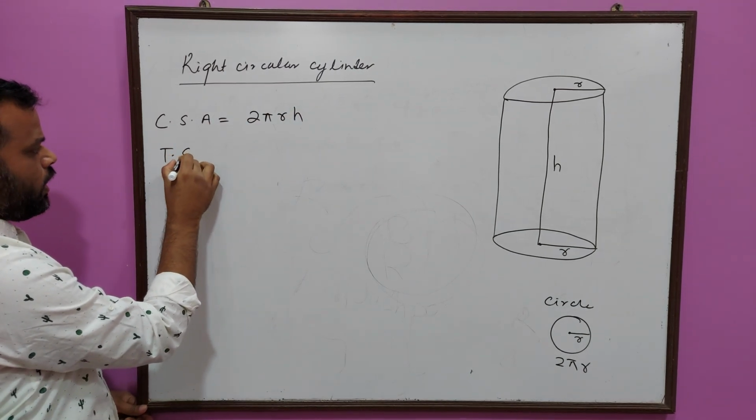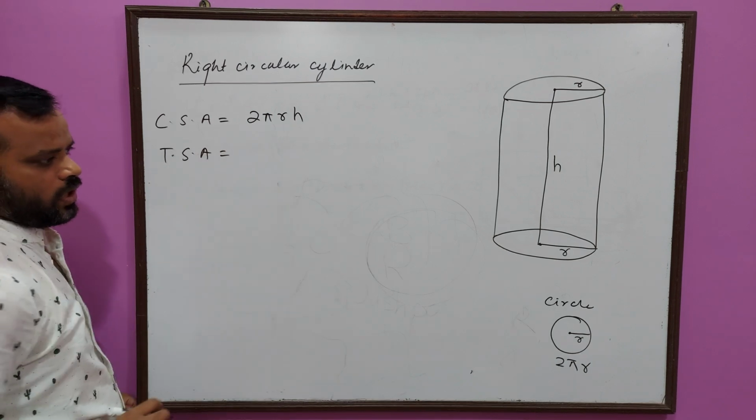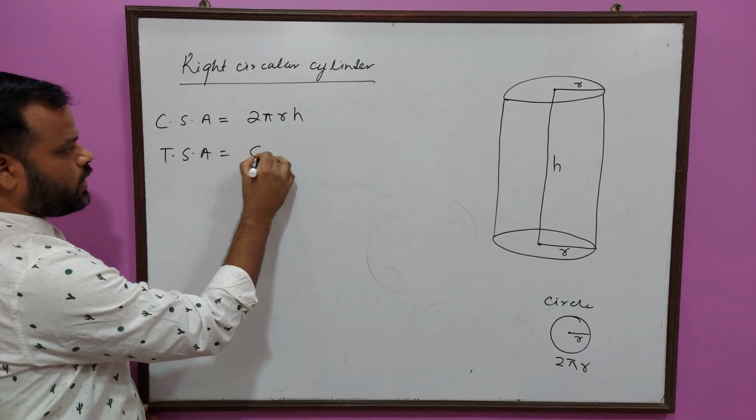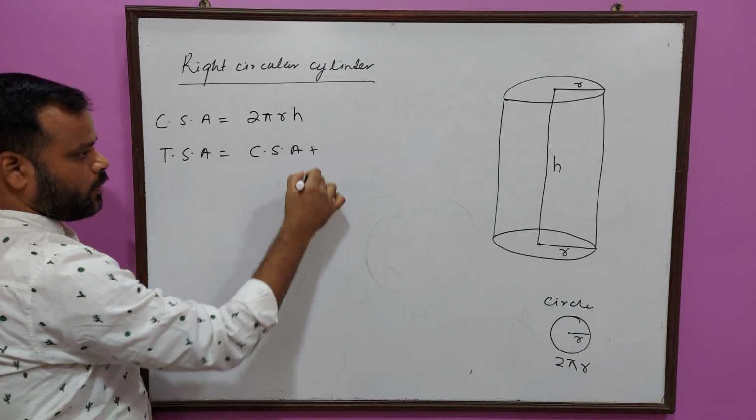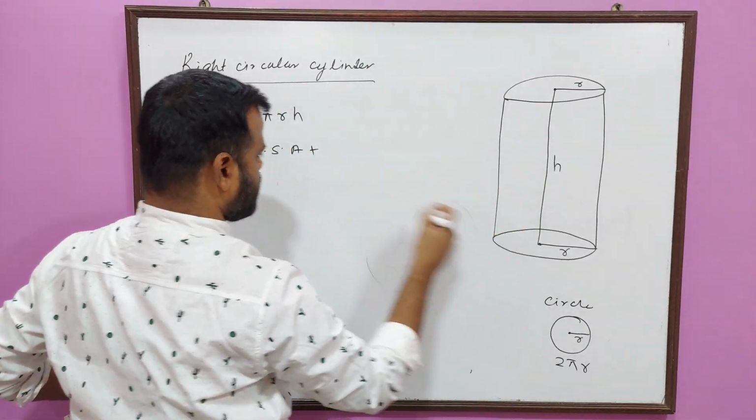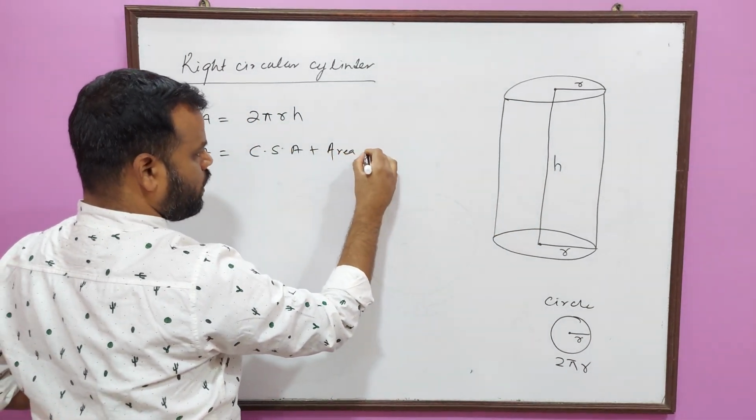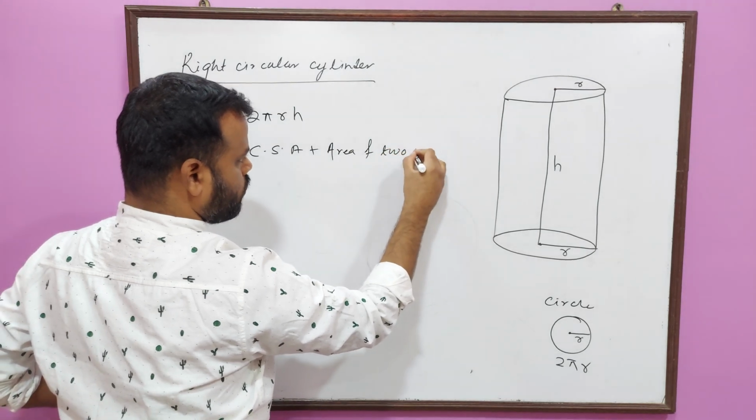When you are going to calculate the total surface area of a right circular cylinder, you have to include the CSA plus these 2 circular faces, the area of the 2 circular faces.